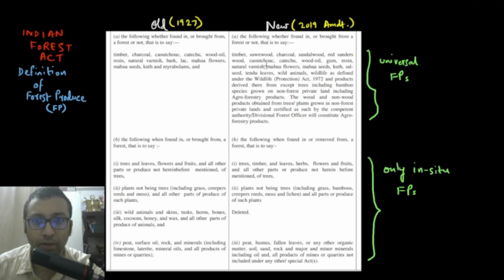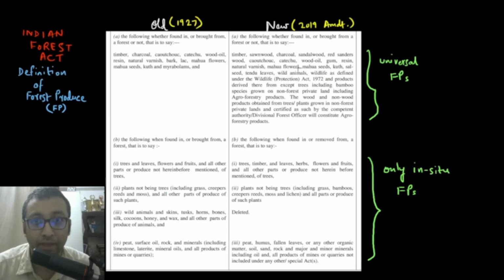But I don't know how to pronounce this. Caoutchouc, this means rubber, and catechu is also an extract, wood oil, gum. So if you have a tree, you can take out the leaves and flowers, no problem. But if you take out the wood oil, if you take out the resin, then in that case it is an FP, and you'll have to take the permission of the forest department. Then there is one particular leaf called tendu leaf, which is a universal FP. In other words, usually leaves you can have anywhere, but tendu leaves, even if you grow it in your own home, it is an FP.